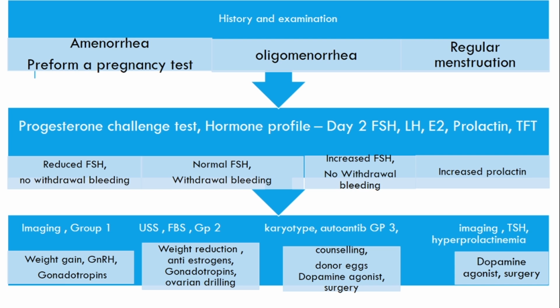And beneath, you can see the management protocol for each. For group 1, advise them on weight gain, and then they can be treated with gonadotropins. For group 2, weight reduction, anti-estrogen, gonadotropin, ovarian drilling. Then donor eggs, dopamine agonist, and surgery for group 3, and dopamine agonist and surgery for group 4.